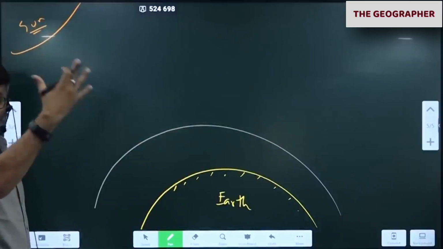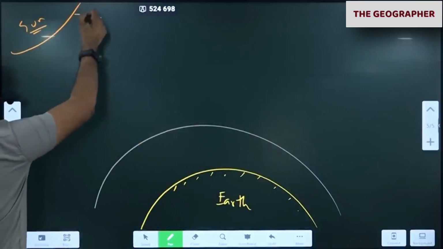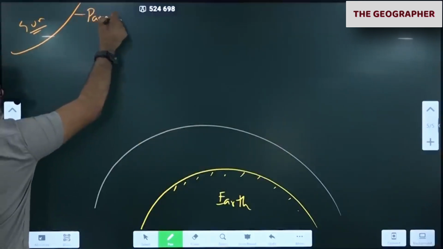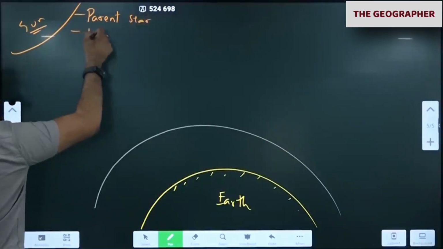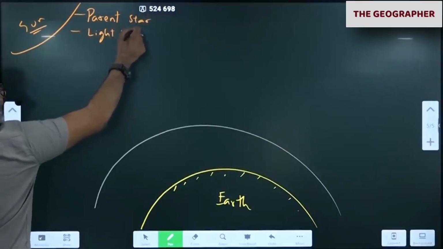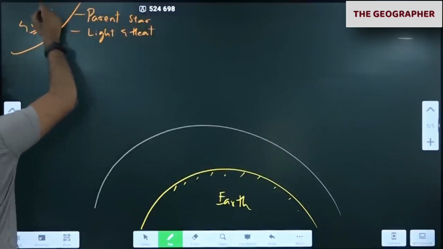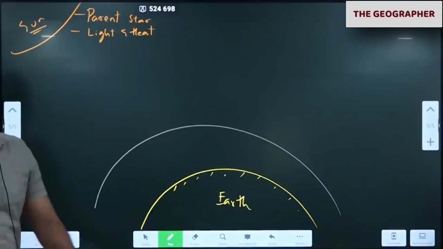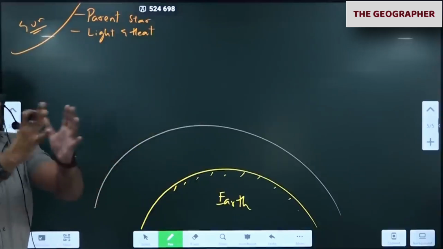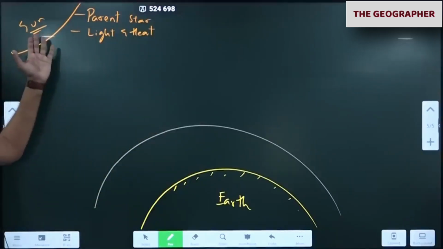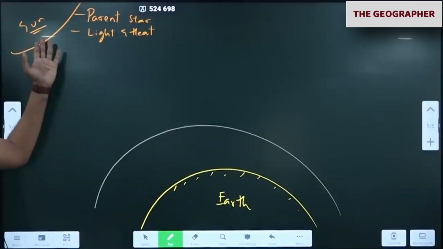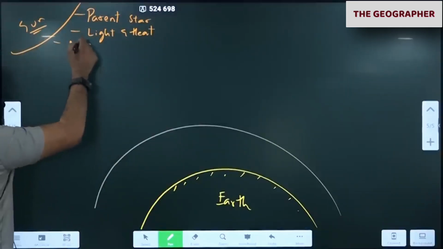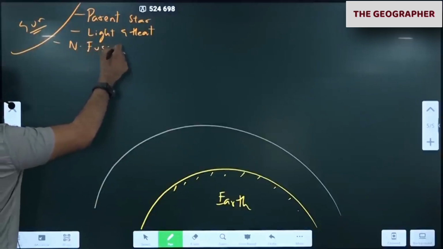The sun is the source of light and heat energy. It is our parent star. For the entire solar system, the sun is the source of light and heat. The sun is a hot ball of hydrogen gas. Hydrogen molecules fuse to form helium, so nuclear fusion takes place. That nuclear fusion is a source of energy.